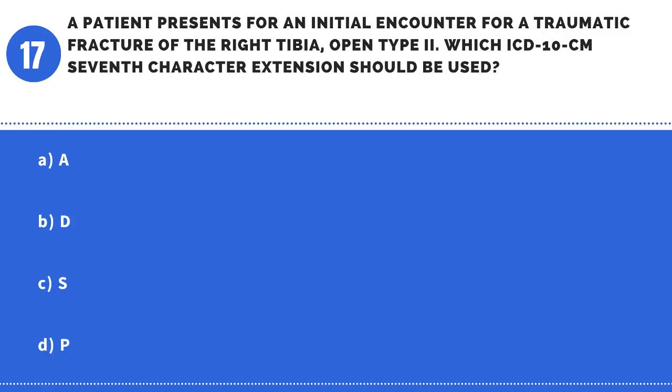Question 17. A patient presents for an initial encounter for a traumatic fracture of the right tibia, open type 2. Which ICD-10-CM 7th character extension should be used? A. A. B. D. C. S. D. P.